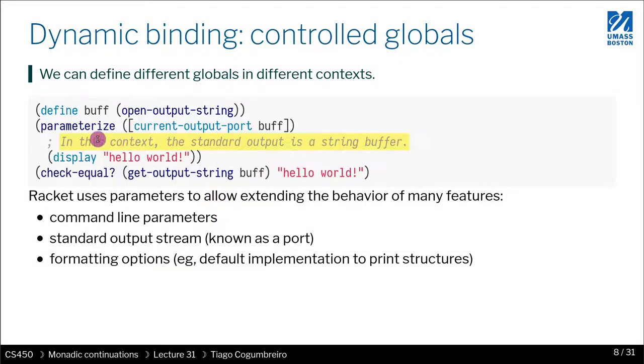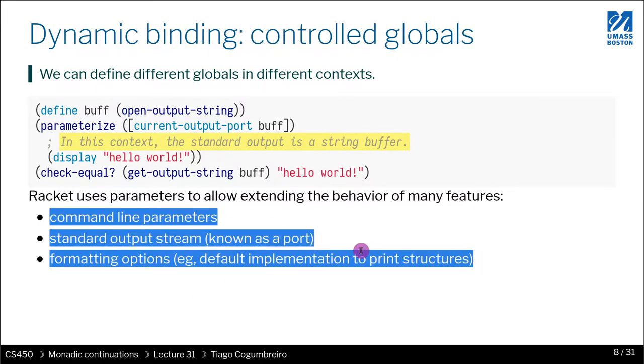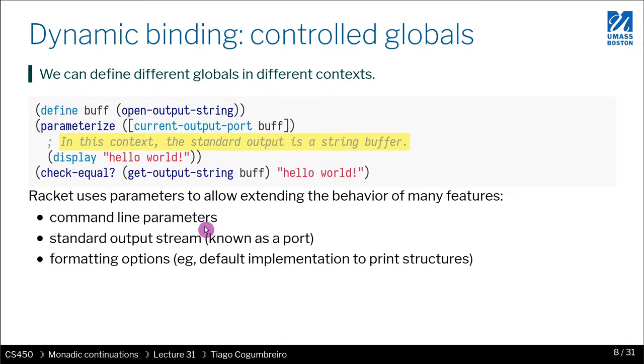So in summary, this is how you use a parameter, and it is used in the standard library to configure many things about your operating system, configuration of the Racket runtime. And in the next video, we're going to study how to use parameters to write more testable code.